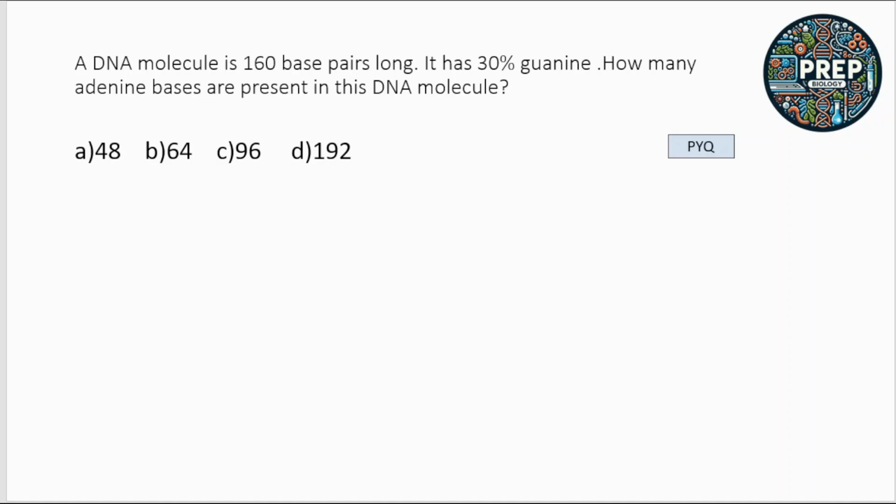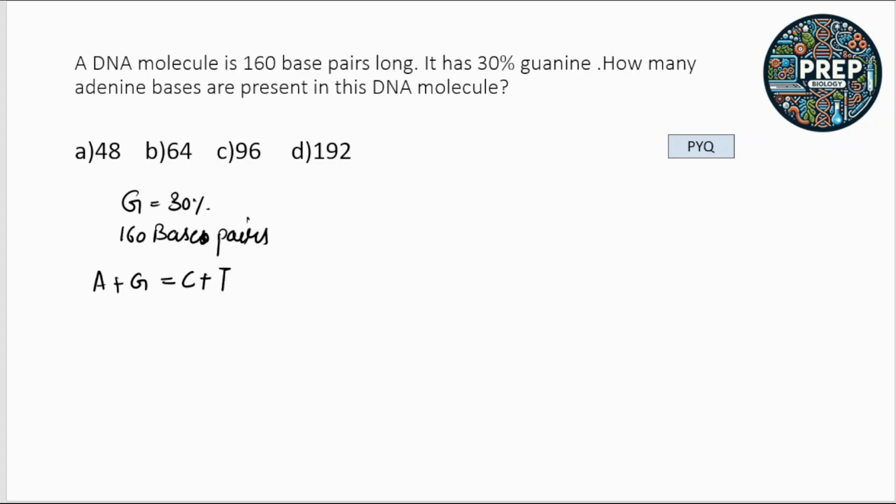So next question is, a DNA molecule is 160 base pairs long. Okay, so DNA having 160 base pairs and having 30% guanine. So guanine we have 30% and the total is 160 base pairs. A base is single, and in one base pair we have two bases, adenine and thymine or guanine and cytosine. So we know that according to Chargaff's rule, pyrimidines are equal to purines.